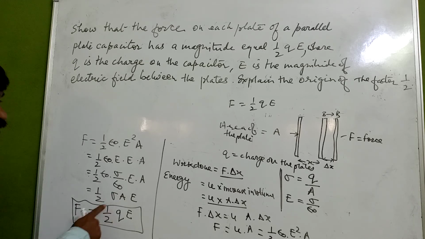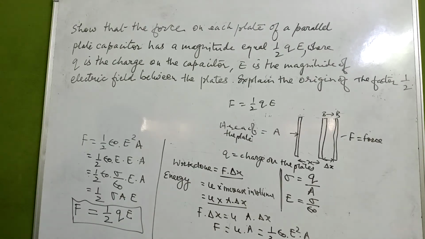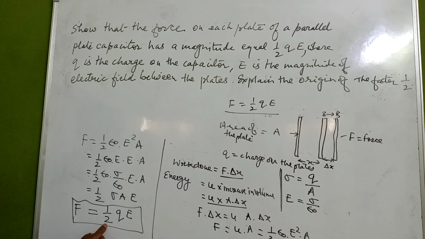Okay, so the factor 1 upon 2 is coming to us by this relation. This relation which we are getting, and the factor 1 by 2 comes this way. Okay, so we can conclude here with this.